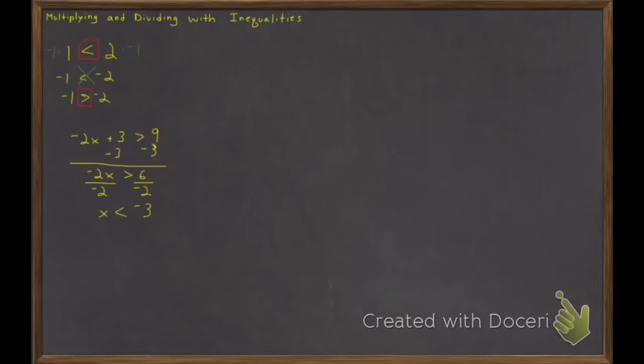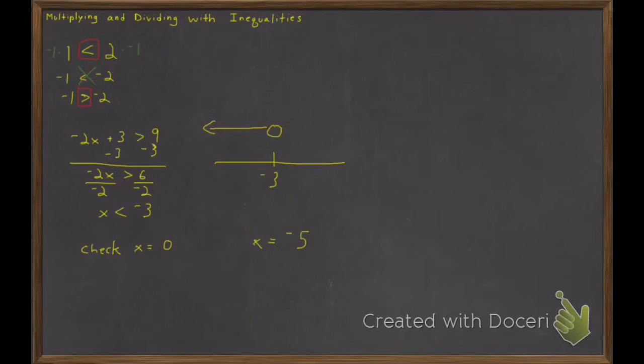Now we would demonstrate this on a number line with -3 as our main point. We would not include -3. We would show that by an open circle, and we would say all values less than -3 will satisfy our inequality. So let's check this. We're going to check first by including a number not in our solution. So we're going to check with x equaling, let's say, 0, because 0 is not less than -3. And we're also going to check with x equaling, let's say, -5, which is less than -3.